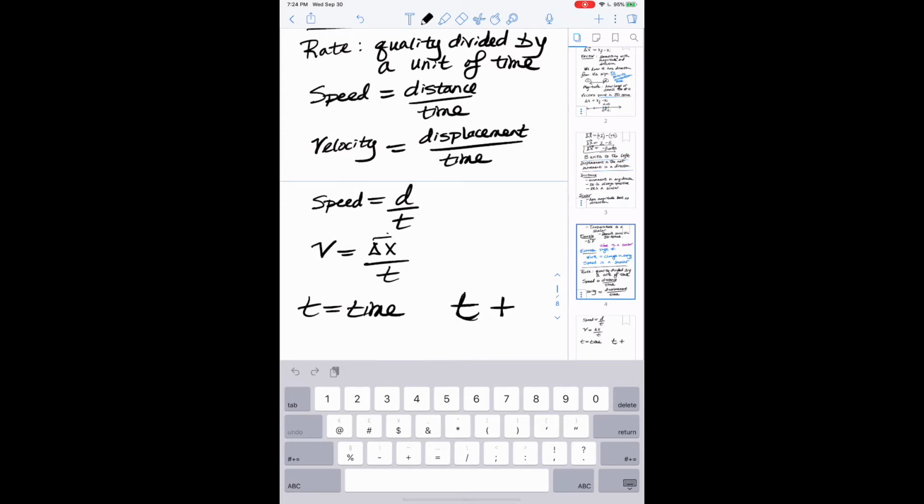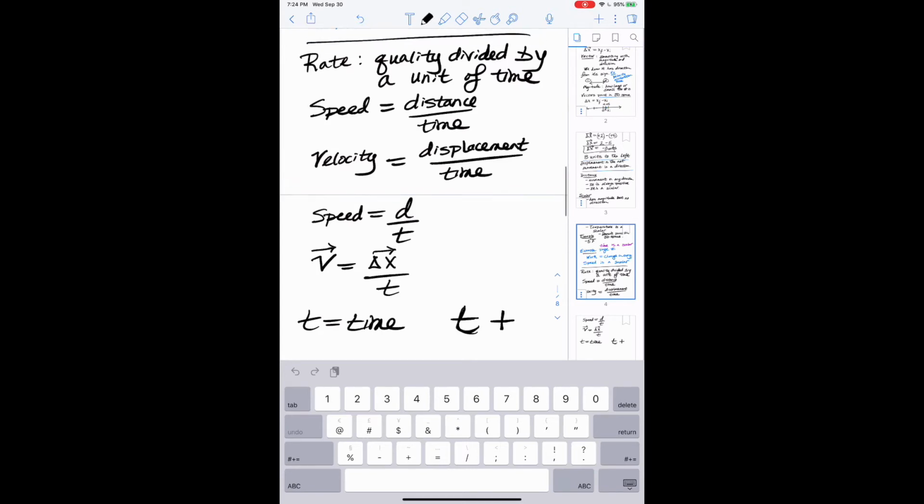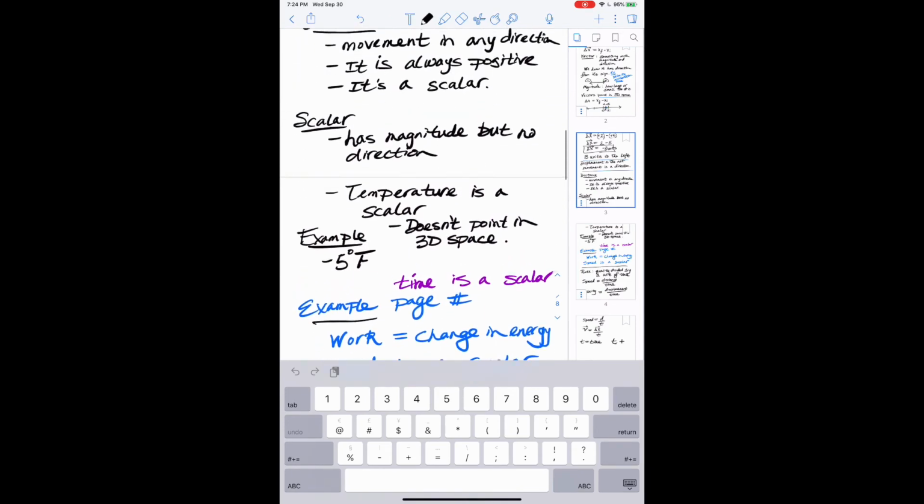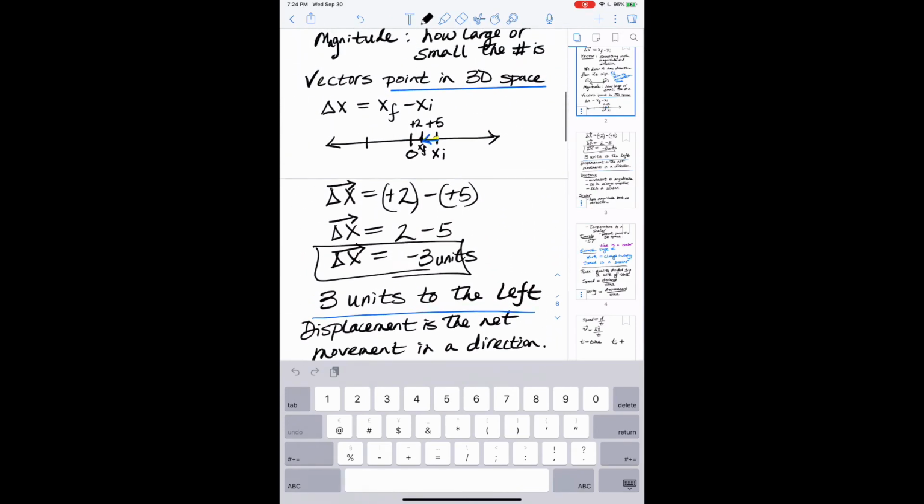But check this out, right? Since displacement is a vector, guess what velocity is? A vector. So you can kind of see the logic there now. All right, good.